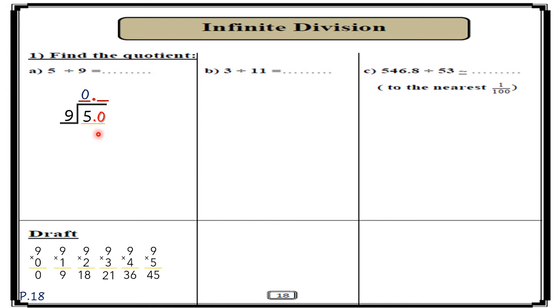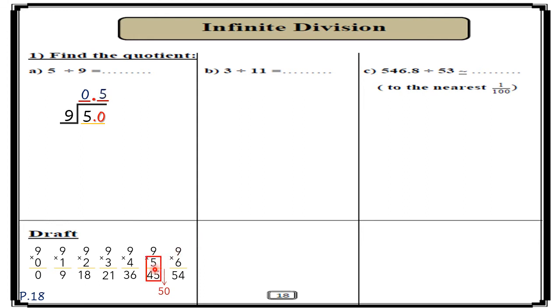Take the next digit. So now I have 50. Okay, I can search now for 50. But 50 is bigger than 45, so I have to complete. So 9 times 6 equals 54. Okay, stop. Here, 50 is between 45 and 54. Take the smaller.